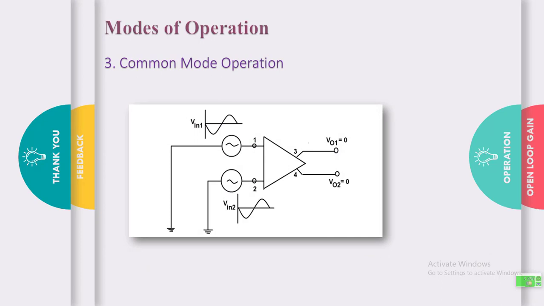The last one is the common mode operation. Common means same. So if you give the same voltages to the two terminals, then definitely the difference between the two terminal voltages is 0, and then this 0 is amplified. Ultimately, you will get 0.